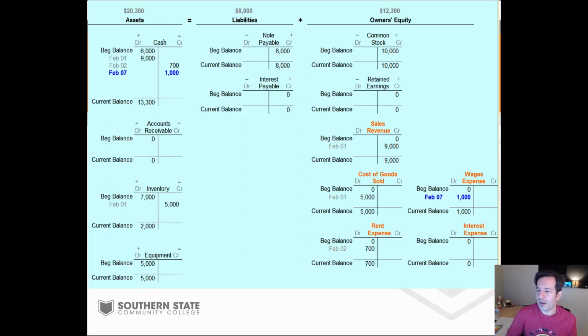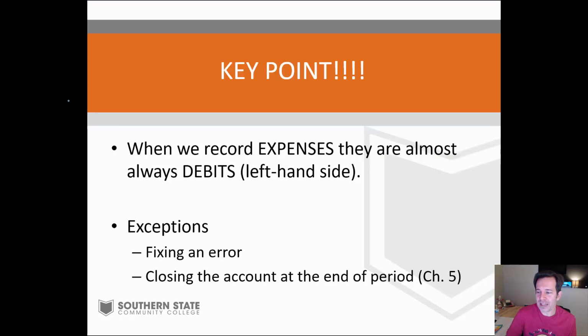There's our complete general ledger after that transaction. So the key point, and I've said it a few times already, when you record an expense, you're almost always recording a debit, left-hand side. The exception is if you're fixing something you've messed up, or if you're closing an account at the end of the period, like we'll look at in Chapter 5.